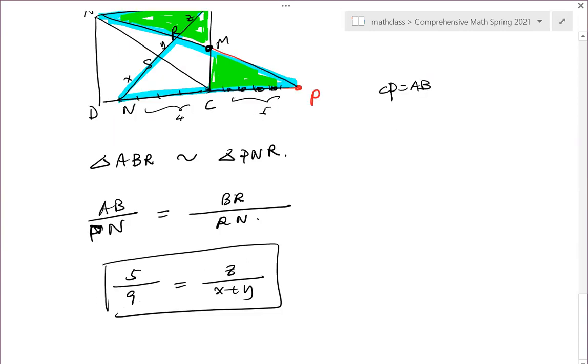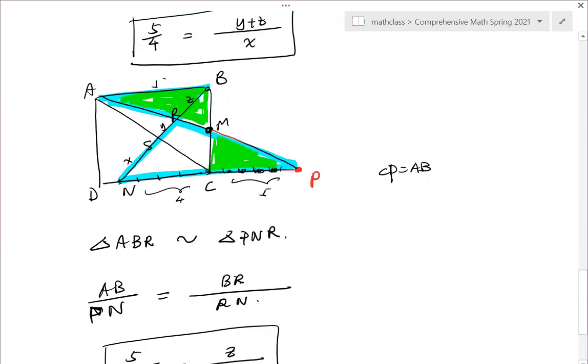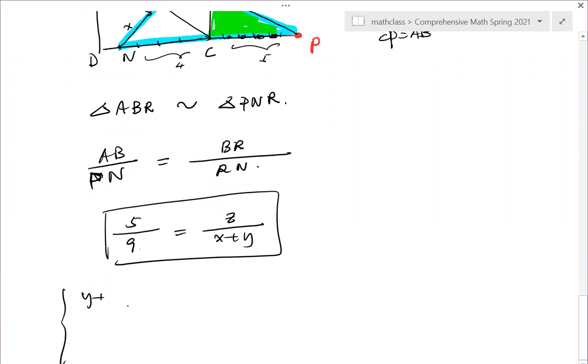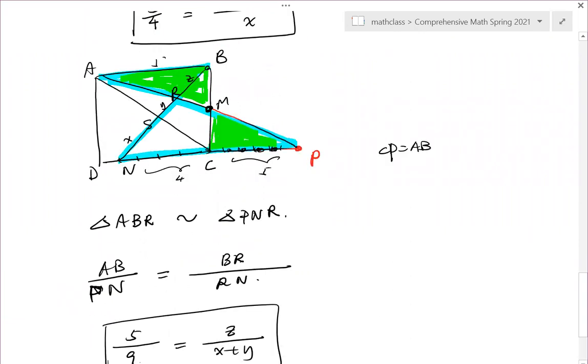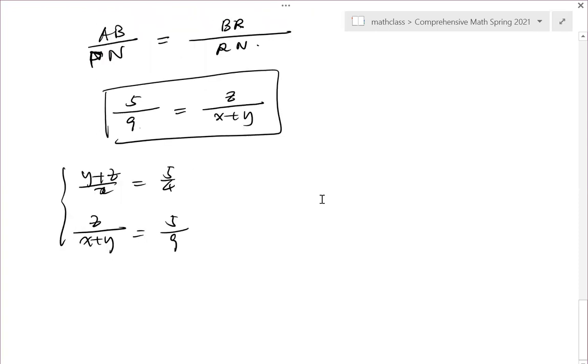And that's enough. So let me write down those two equations again. The first equation, y plus z over x is going to be 5 over 4. And the second equation, z over x plus y equals 5 over 9. Okay, and then you got two equations, but 3 variables. That's okay. You cannot uniquely determine x, y, z. Why? Because you don't know the size of the square.